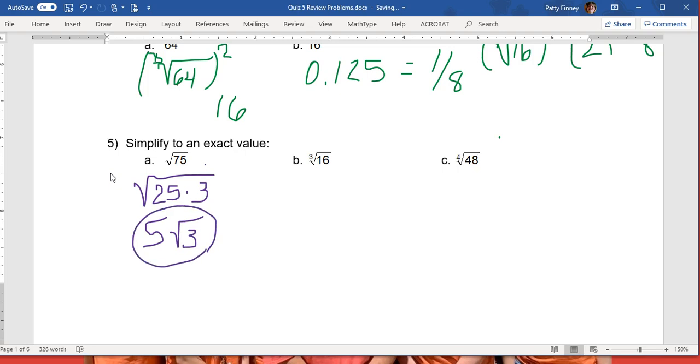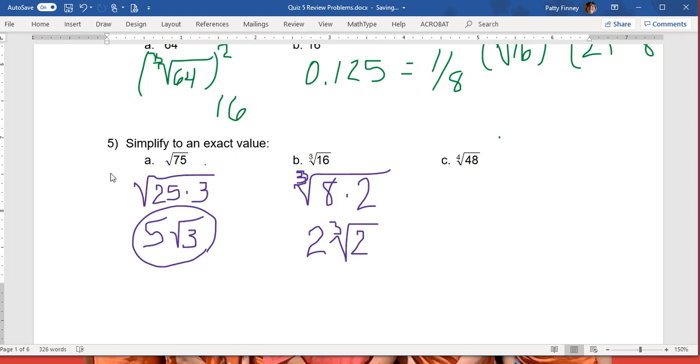Now the difference between A and B is that in part B we're looking for perfect cubes. So what divides into 16 that is a perfect cube? 1 to the 3rd is 1, that doesn't help me. 2 to the 3rd is 8. 8 goes into 16. 8 times 2. So what's the cubed root of 8? Well, the cubed root of 8 is 2, and then we're left with the 2 that's still under there, so we have the cubed root of 2.